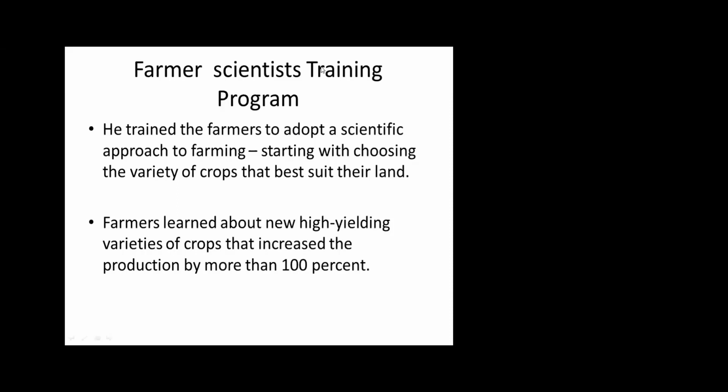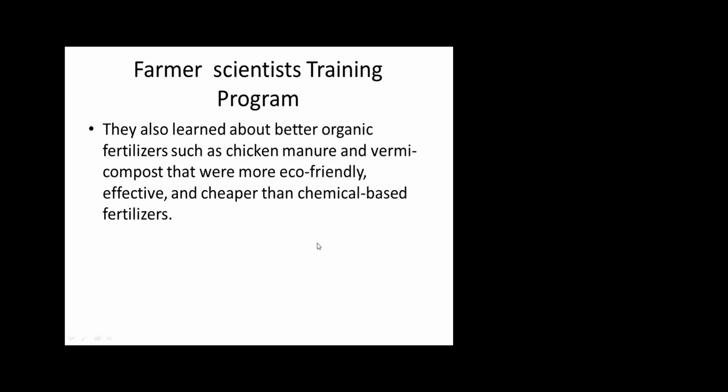He called it the Farmer Scientist Training Program. He made farmers scientists by starting with choosing the variety of crops that best suit their land. So he trained them to do that. Farmers learn about new high-yielding varieties of crops that increase the production by more than 100%. They call it the FST program. They also learn about better organic fertilizers such as chicken manure, which is your problem in your country, and vermicomposting, that were more eco-friendly, effective, and cheaper than chemical-based fertilizer.